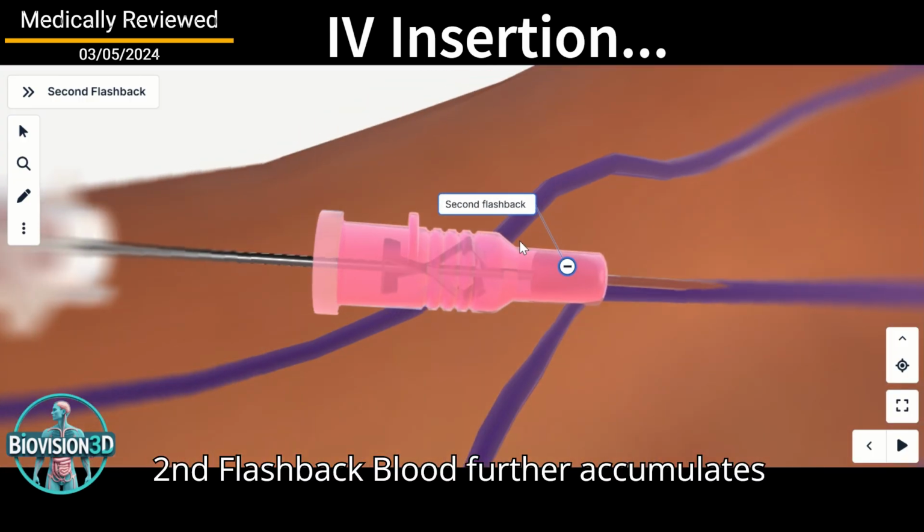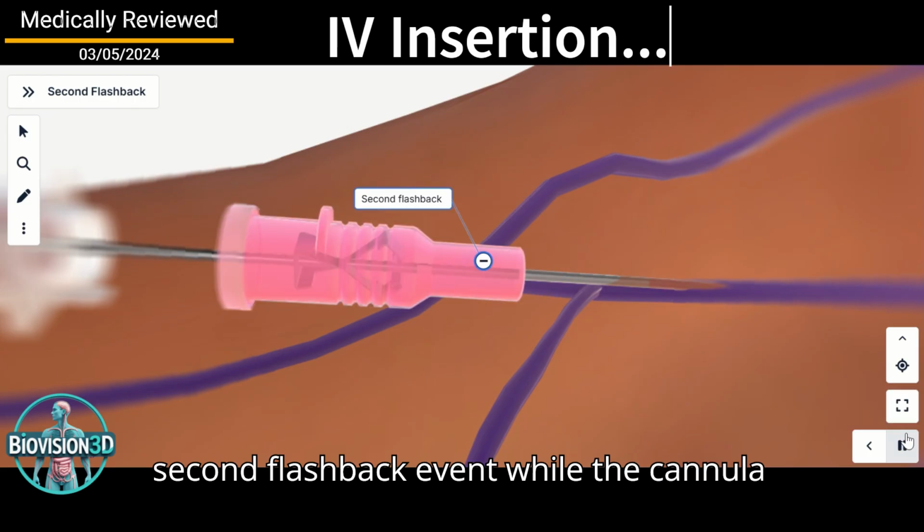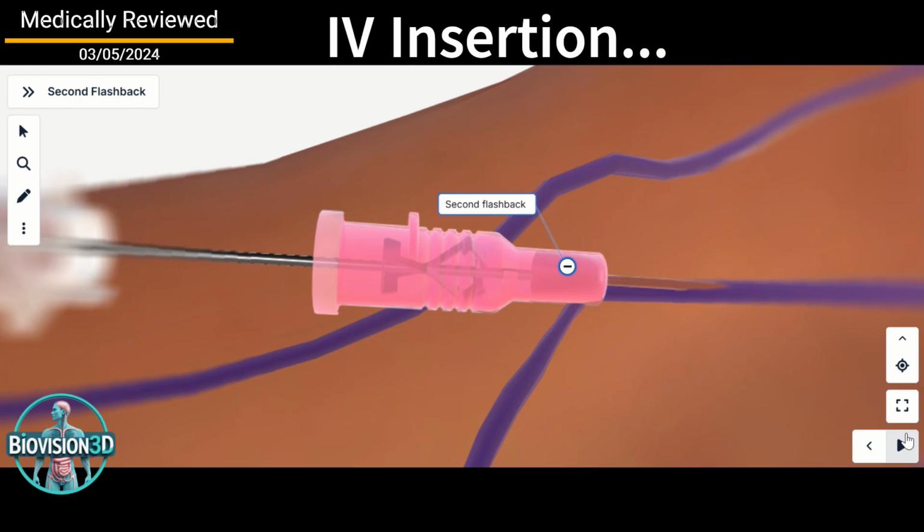Second flashback. Blood further accumulates in the clear external chamber during the second flashback event, while the cannula needle is fully advanced into the vein.